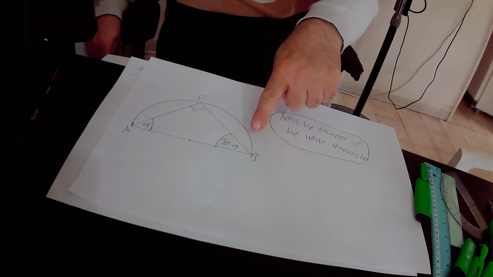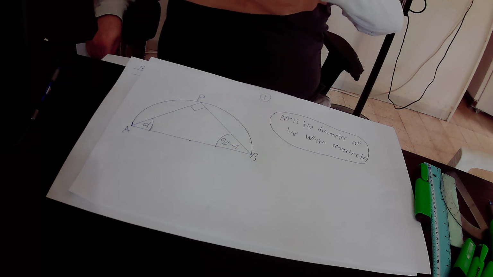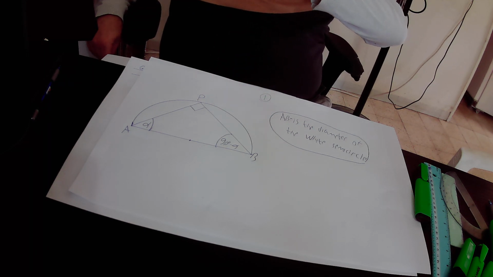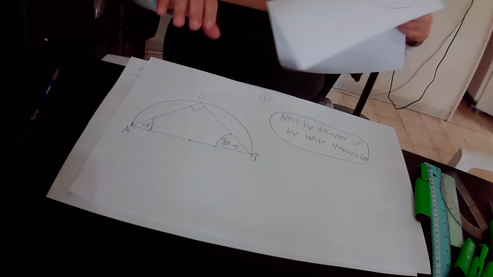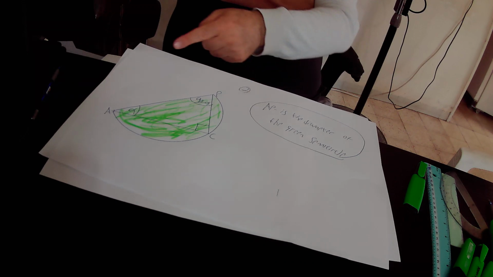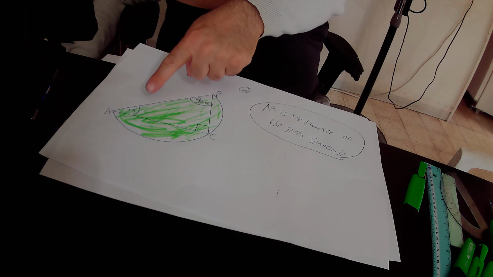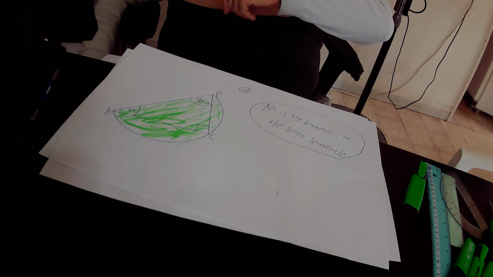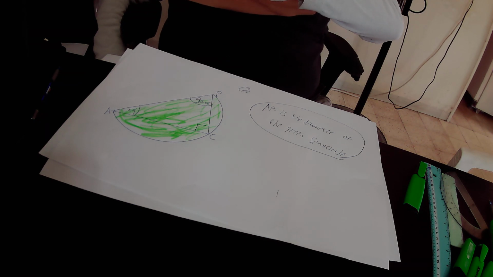Why? Because 90 degrees minus alpha plus alpha is 90 degrees, and 90 degrees plus 90 degrees is equal to 180 degrees. That is the sum of the angles in the triangle. Likewise, in the green triangle APC, this angle equals alpha, according to our definition. This angle equals 90 degrees. Therefore, the third angle must be equal to 90 degrees minus alpha.